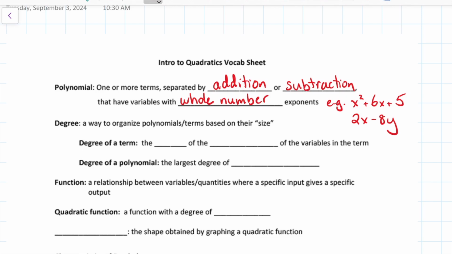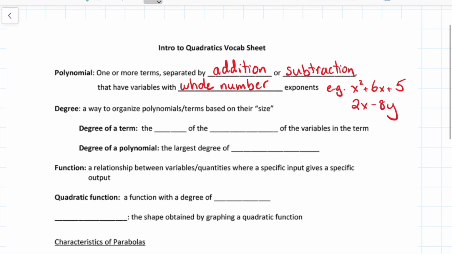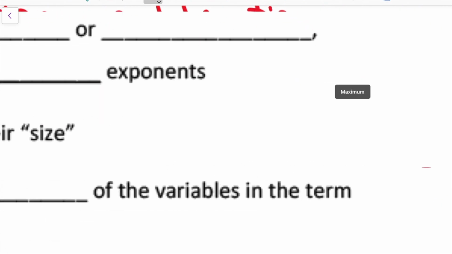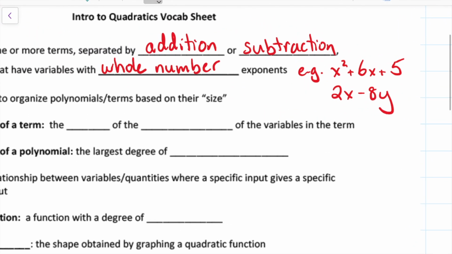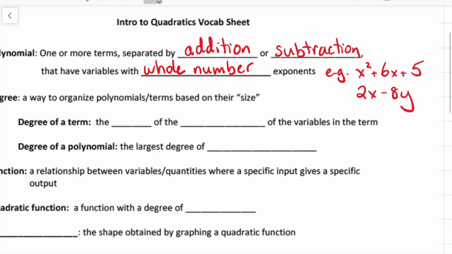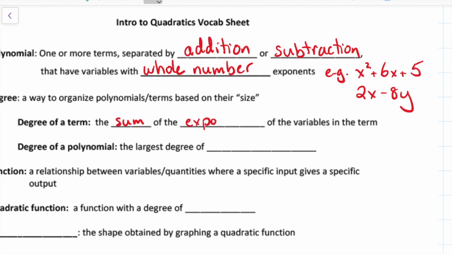Next up, we've got degree. Degree is a way for us to organize our polynomials based on their size, so we can get things in order. It helps us to make sure that everybody writes things in the same way. So for a single term, something like this x squared up here or the 8y, to find our degree, we just take all of the exponents and add them up, but only the exponents on the variables. So it is the sum of the exponents of the variables.